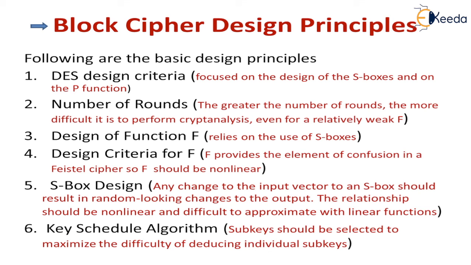As we have already discussed confusion in the Feistel cipher, F should be non-linear. Next is the S box design. Any change to the input vector of an S box should result in random looking changes to the output. The relationship should be non-linear and difficult to approximate with linear functions. The last one is the key schedule algorithm. Subkeys should be selected to maximize the difficulty of deducing the individual subkeys.